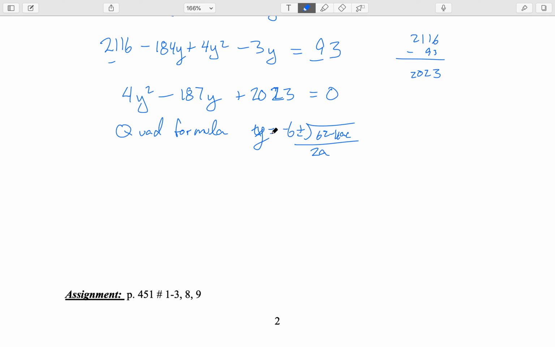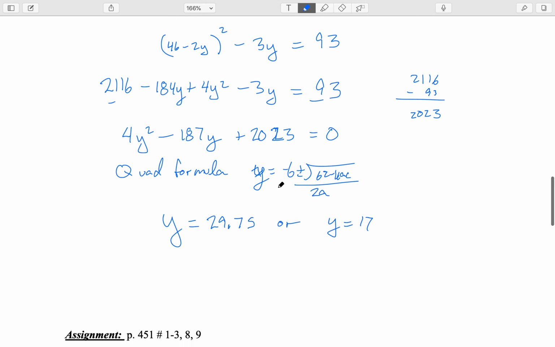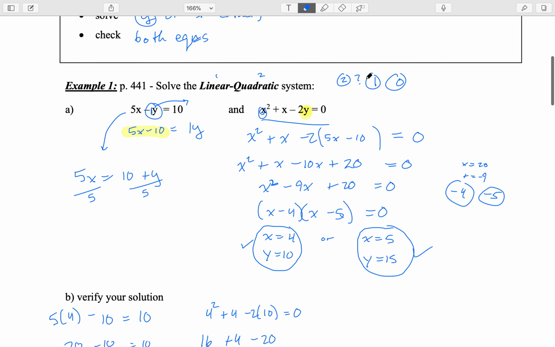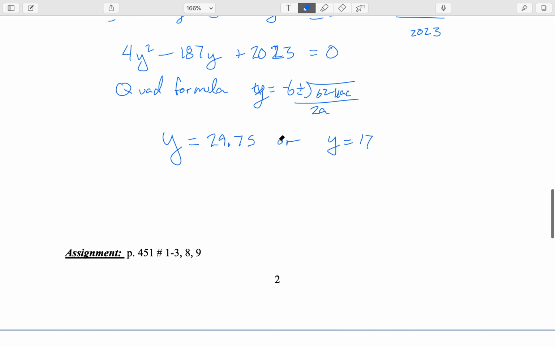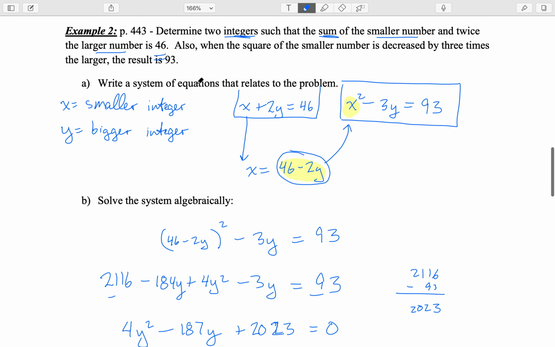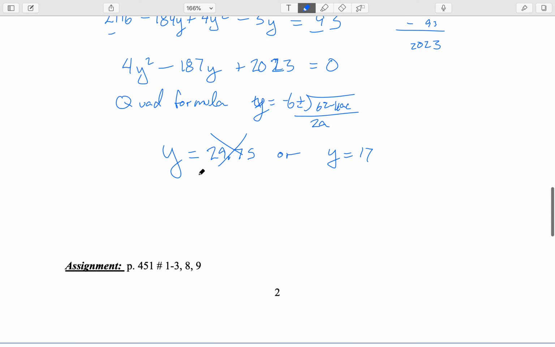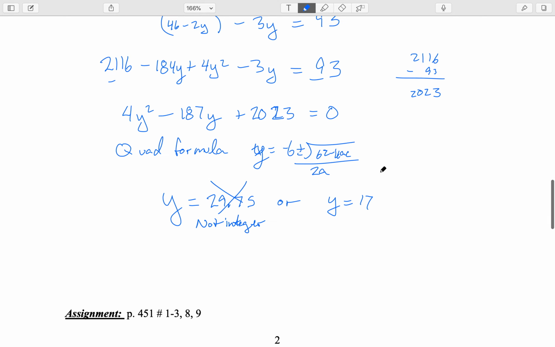So it's not x, it's actually y, right? So y is equal to 29.75 or y is equal to 17. Okay, so I get two answers, right? No. Remember, we were always talking about this. You either get two answers, one answer, or no answers. These are integers. I cannot have, yeah, that's not right. So 29.75 is not an integer. Oh, yeah. So go back and actually check with the question. Now, 17, that's not the answer.